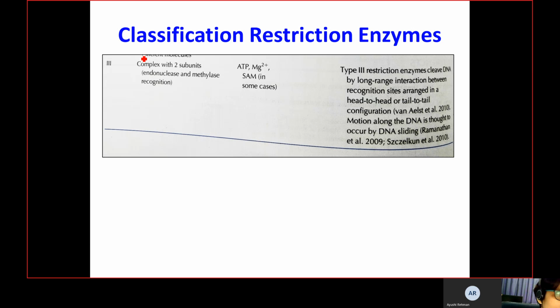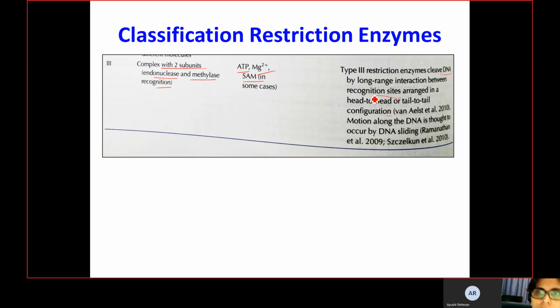Now coming to type 3, they are again a complex with two subunits, as shown here. There the endonuclease subunit is present and methylase recognition is present. They also need S-adenosyl methionine as well as ATP for translocation and magnesium for cleavage enhancement. Here again, the type 3 restriction enzyme cleaves DNA by long range interaction between the recognition sites arranged in the head to head or tail to tail configuration.